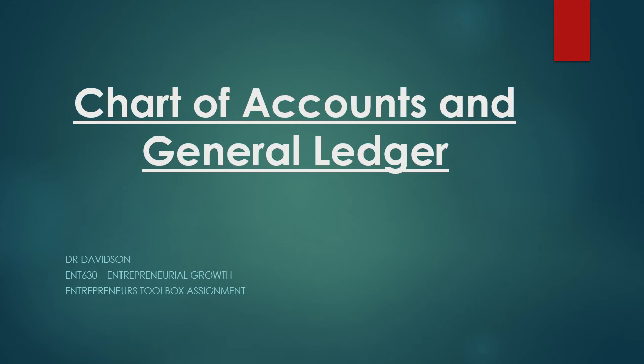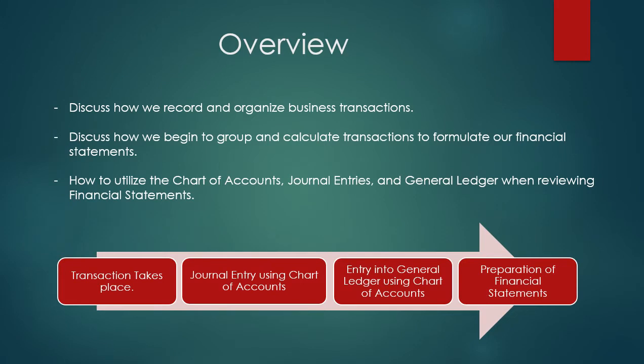Some of the things that we're going to discuss in my presentation is how we record and organize a business transaction as it comes into our business. We're going to discuss how we begin to group and calculate those transactions so we can formulate a financial statement at the end of an accounting period. We're going to discuss how to utilize a chart of accounts, journal entry, and general ledger when we review those financial statements so we can have some level of conversation if we end up doing that ourselves, or if you're like me, I'm not an accountant.